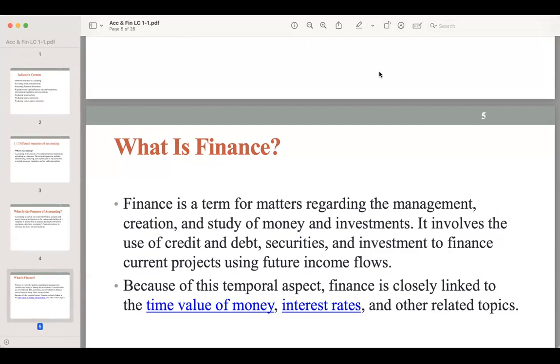Higher interest rates mean a higher cost of borrowing and potentially higher return on investment. So understanding rates is important when making financial decisions. Finance is a broad field that encompasses various topics such as financial planning, investment management, risk assessment, and more. So it is about making informed choices about how to allocate resources and maximize returns.